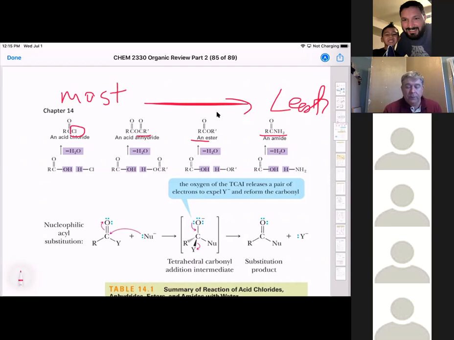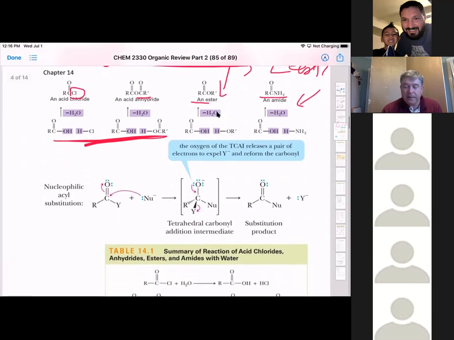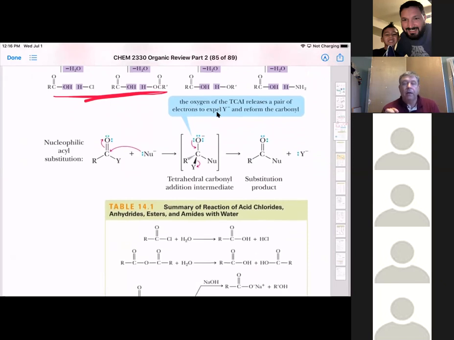For the first two, they react spontaneously with water. Right here, we have to start adding an acid or a base to hydrolyze that. And here we have to add a very strong acid or a very strong base to hydrolyze that.